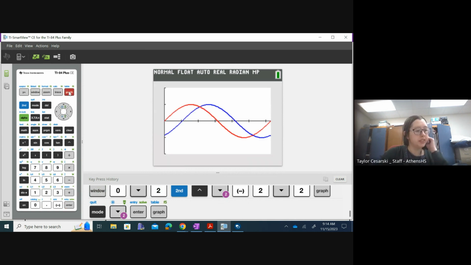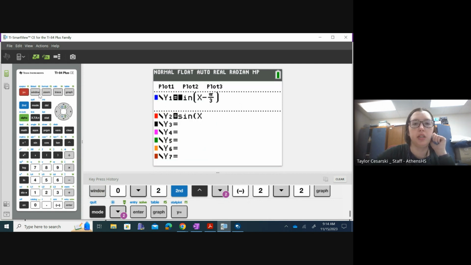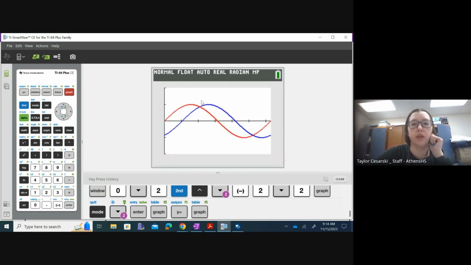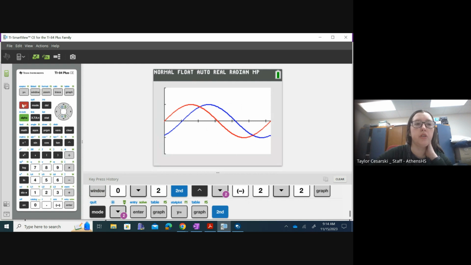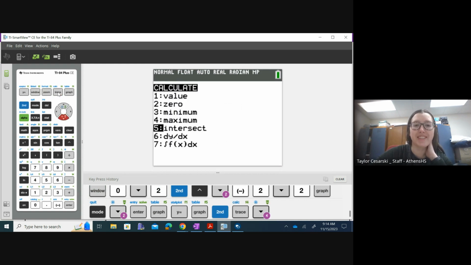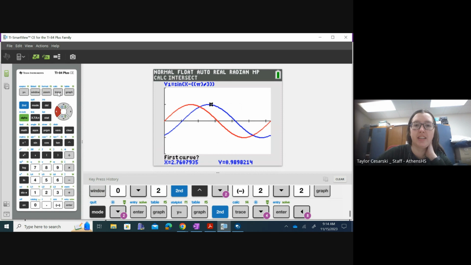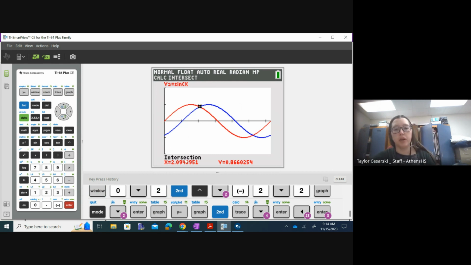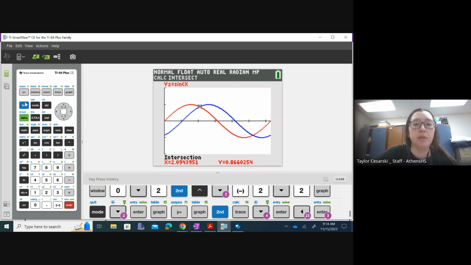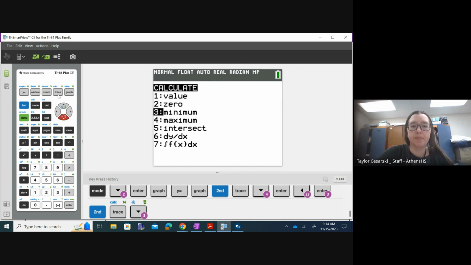So we want to know when sine of x minus pi over 3, which is the blue graph, is greater than the red graph. Hopefully you can visualize that it's going to be this little section right here, but I need to find those intersection points. So to do that, I'm going to go to second trace, then go to intersect. And this point right here is about 2.094. And then I'm going to do it again and find the other intersection point.